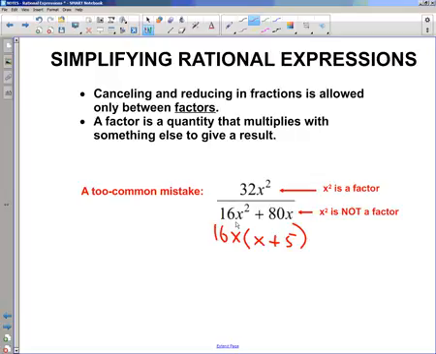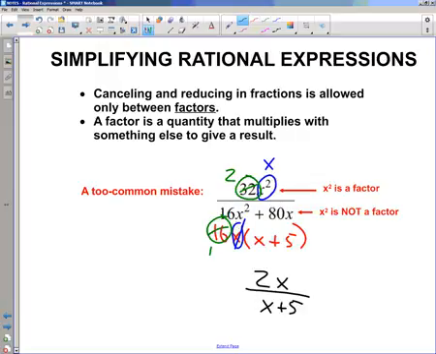So if we look at this fraction now, we should be able to do some canceling and reducing. I do have an x squared that's a factor and an x that's a factor. So we could cancel that x on the bottom, leaving just a single x on the top. We've also got a 32 and a 16 that are both factors at this point. So we can reduce those. Dividing by 16 for both of those is going to give us a 2 over a 1. And then we could go ahead and simplify this. So our final simplified result would be 2x over 1 times x plus 5.